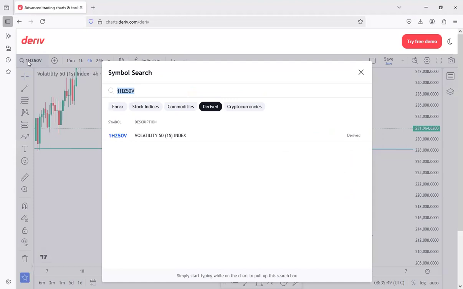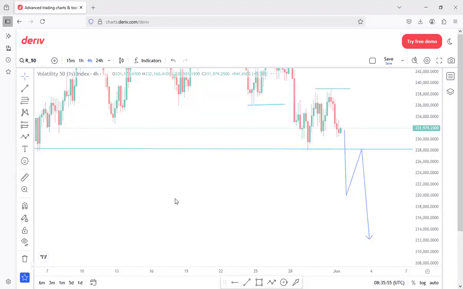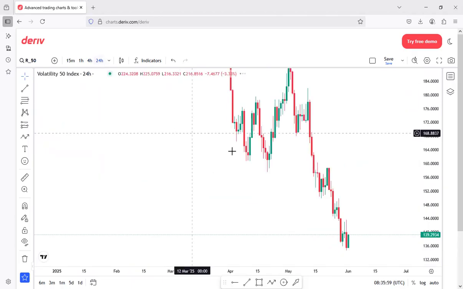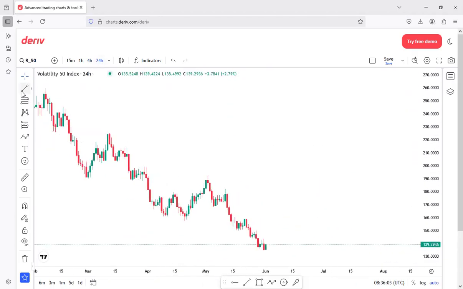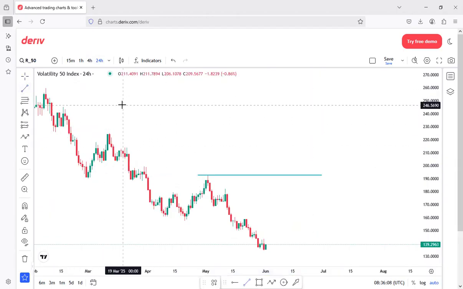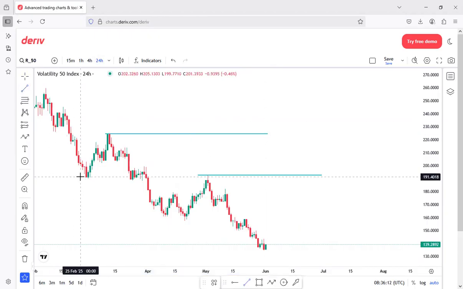All right. So we'll go down to the next one, which we have on the Volatility 50 Index, to see what price is actually doing. Going down to the 24 hours time frame to see what price is doing. On the 24 hours time frame, notice price is actually selling, creating lower lows and lower highs. If you notice, price creates a lower low.